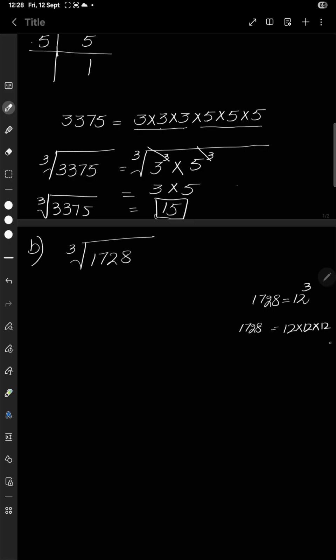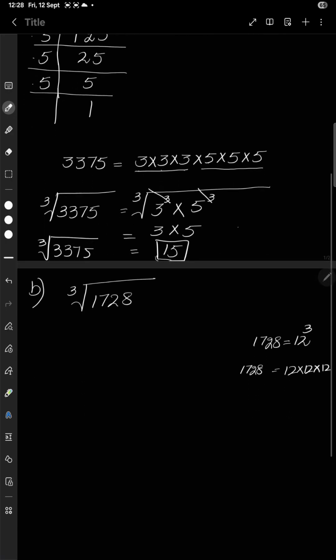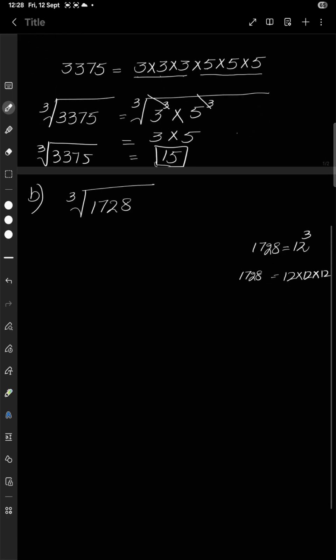Even though we know the answer, we cannot solve it directly, because in the question they have particularly mentioned find each of the following by using prime factorization. If we do not do the prime factorization, our answers will not be considered as the right answer, right? Because we are not fulfilling the criteria. So let's see, when we solve it by prime factorization, are we going to get the 12 answer? Okay, so let's start doing the prime factorization.